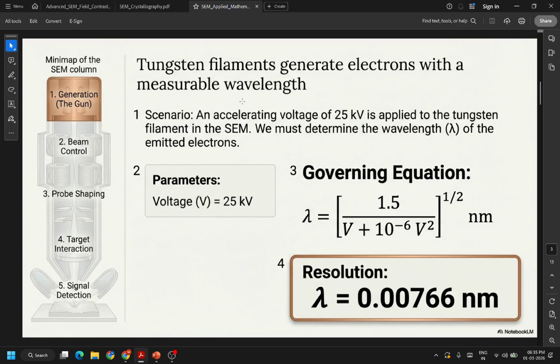So at the gun, let's say you have an accelerating voltage of 25 kilovolts and you have to calculate the wavelength of the emitted electrons. How will you be able to do that? You will be using the formula lambda equals 1.5 by V plus 10 to the power minus 6 V squared, to the power half, where V is in kilovolts and lambda is in nanometers. If you do that, you will be able to calculate your lambda.